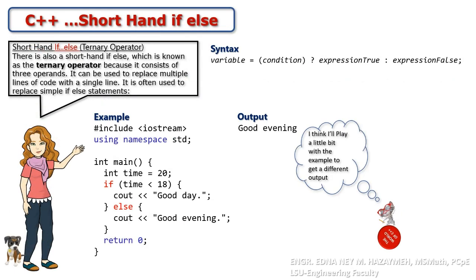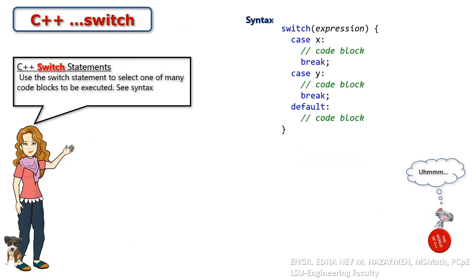Shorthand if-else or ternary operator. There is also a shorthand if-else, which is known as the ternary operator, because it consists of 3 operands. It can be used to replace multiple lines of code with a single line. It is often used to replace simple if-else statements. Study the syntax and the sample code. If you have access to a C++ compiler, you may try coding the example code and take note of the output.